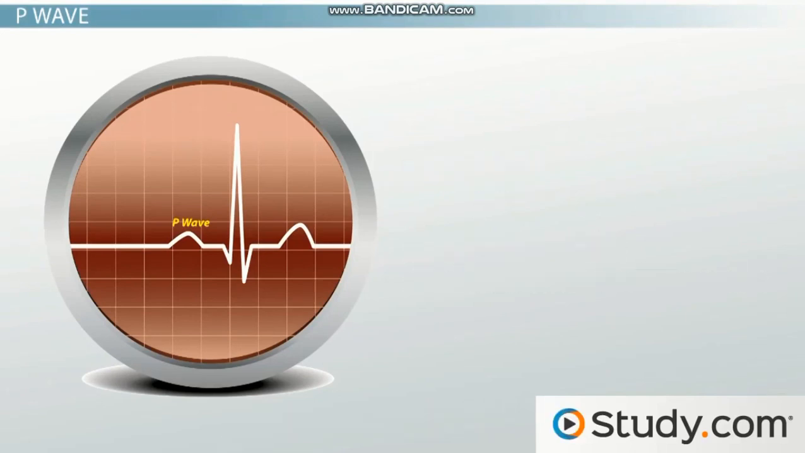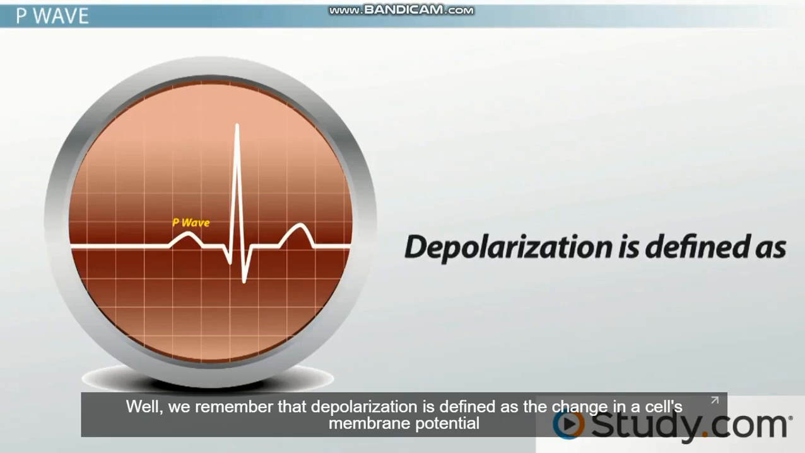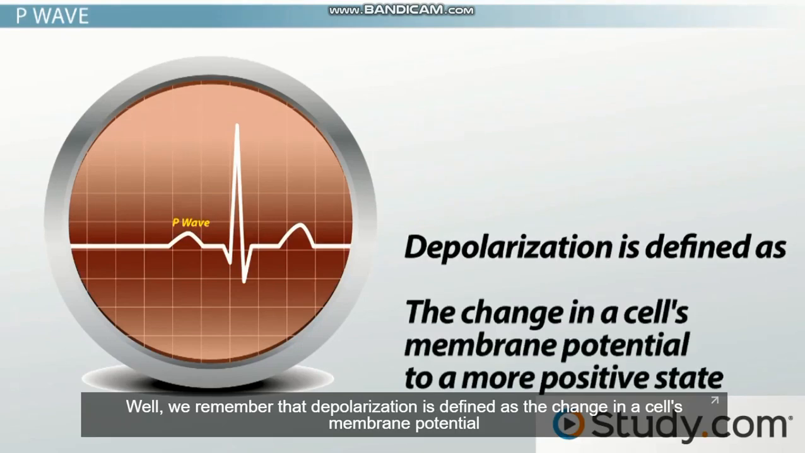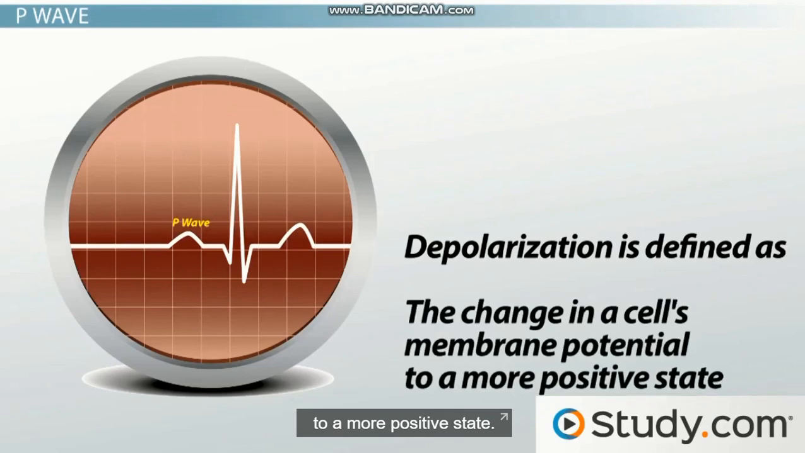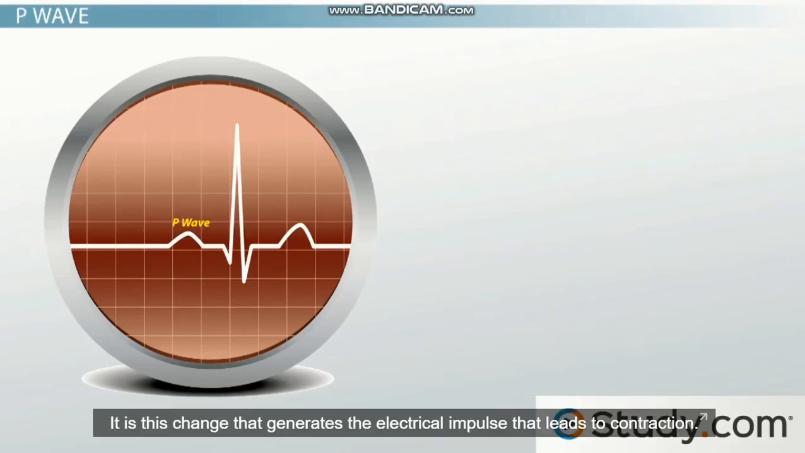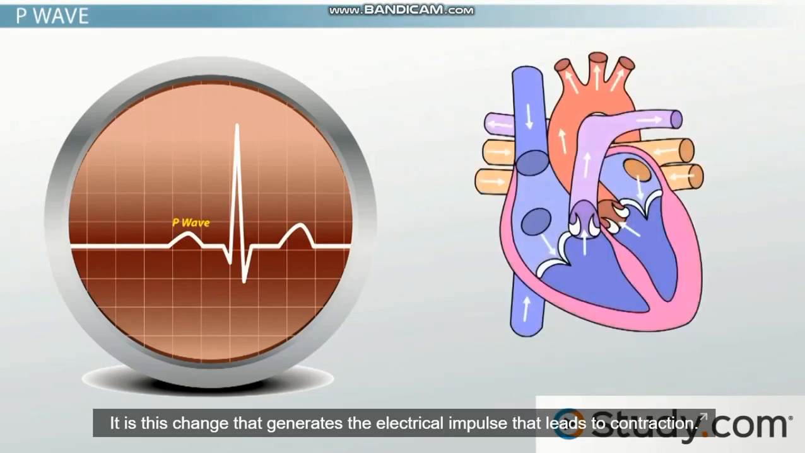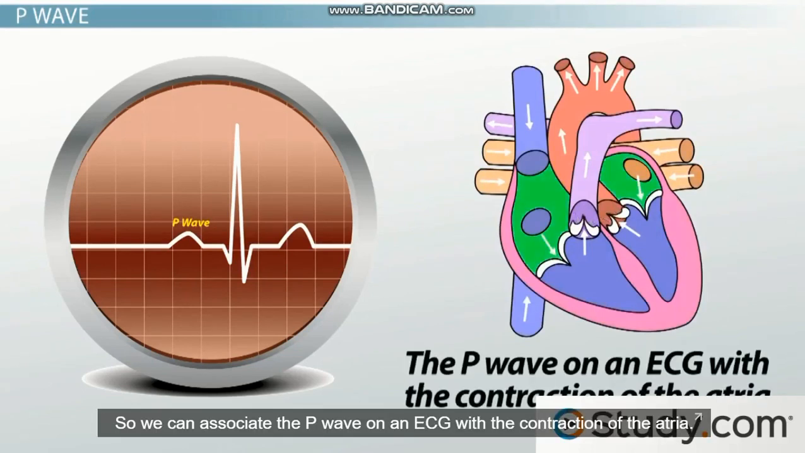So what does that mean? Well, we remember that depolarization is defined as the change in the cell's membrane potential to a more positive state. And it's this change that generates the electrical impulse that starts the heart's contraction. So we can associate the P wave of an ECG with the contraction of the atria.